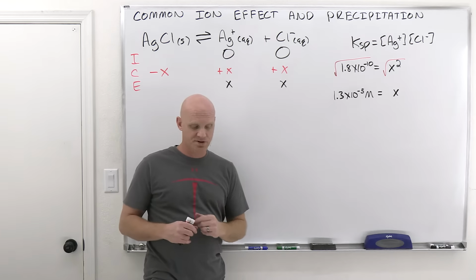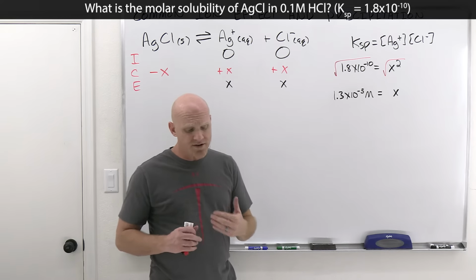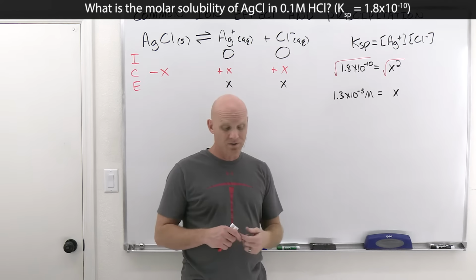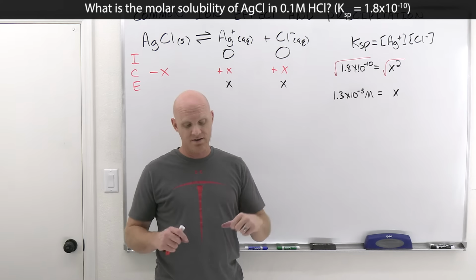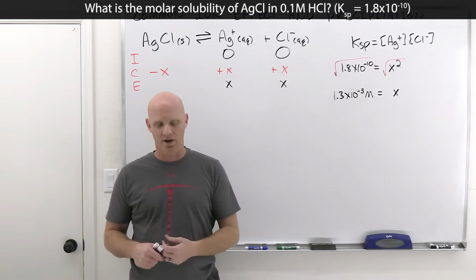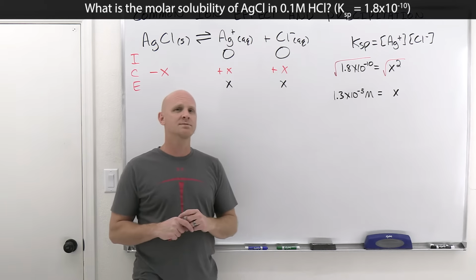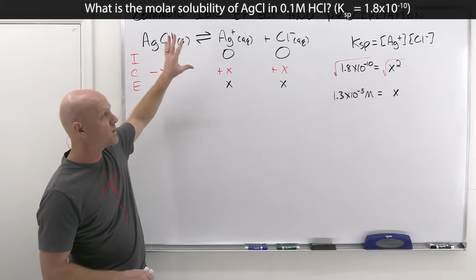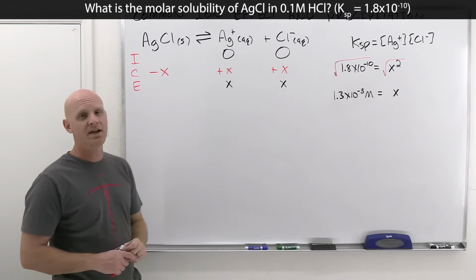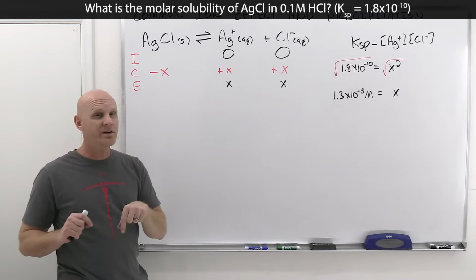And that is the nature of the first question here. The first question says, what is the molar solubility of AgCl, and that's the key part here, in 0.1 molar HCl. Again, the Ksp is given as 1.8 times 10 to the negative 10. Now, I left up the work from the first example we did in the last video so we could see how it's going to be different in this one.